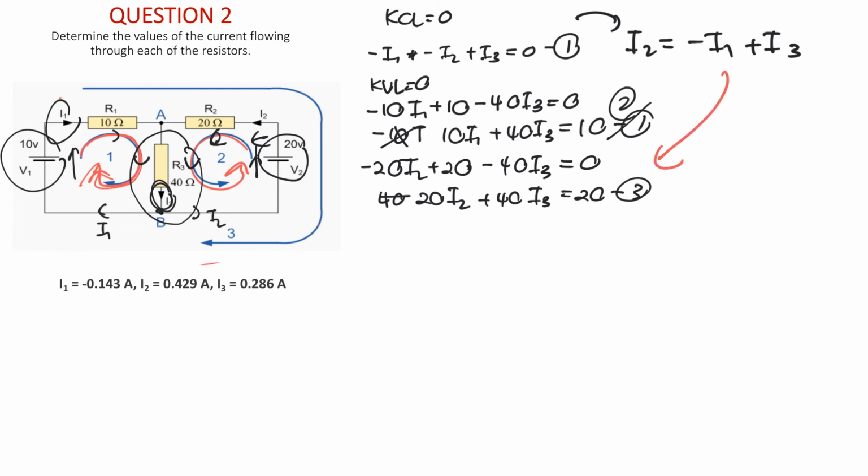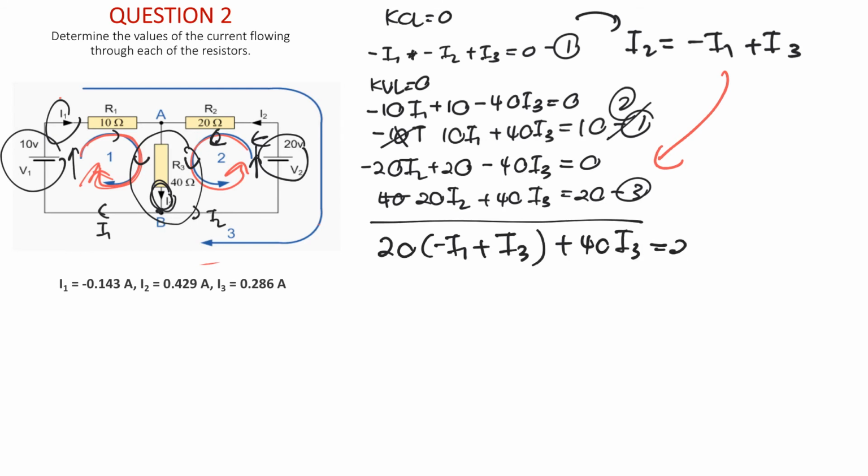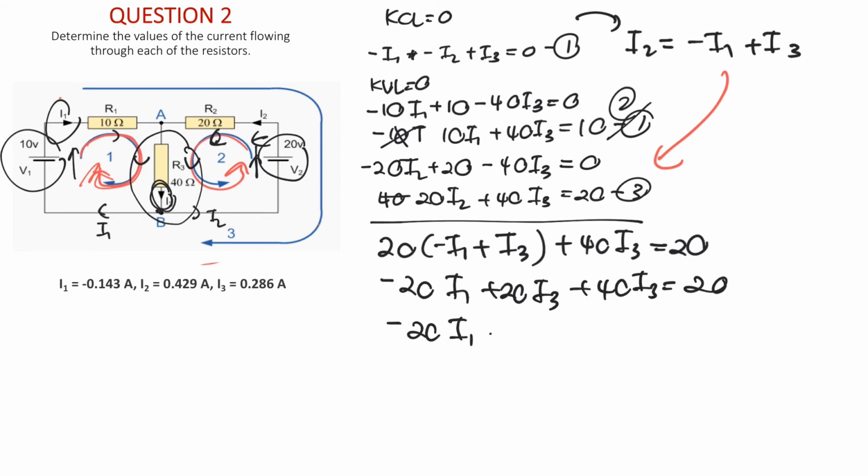So I'm going to get 20 times negative I1 plus I3, plus 40 I3 equals 20. I'm going to simplify it, so I get negative 20 I1 plus 20 I3 plus 40 I3 equals 20. So my new equation is going to be negative 20 I1 plus 60 I3 equals 20. This is going to be my fourth equation.